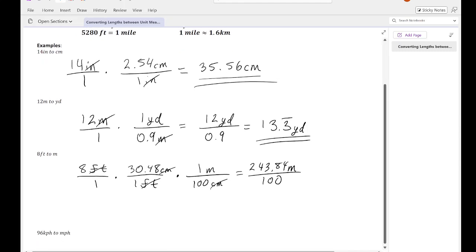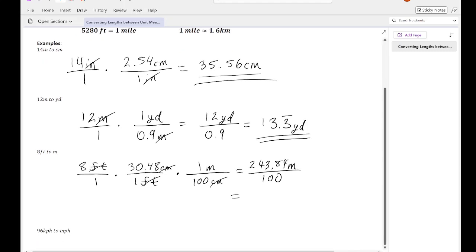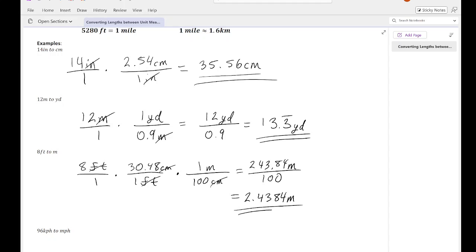So we get this. And then finally, this is just essentially moving the decimal place over 2 spots from a smaller unit to a bigger unit, from the right to the left. So 2.4384 meters. And there is my answer from 8 feet to meters, 2.4384 meters.